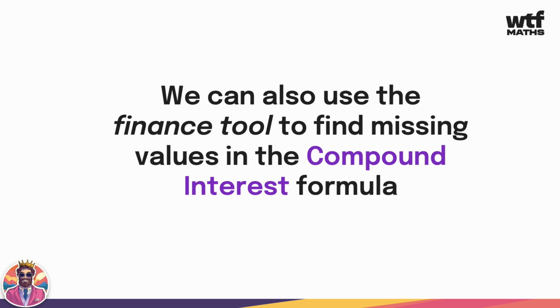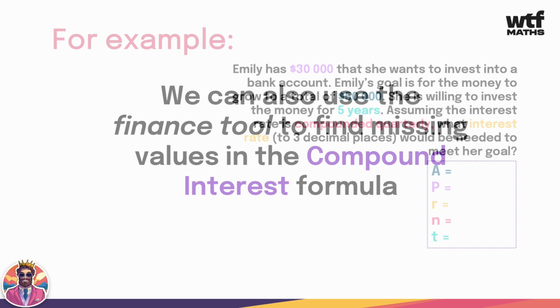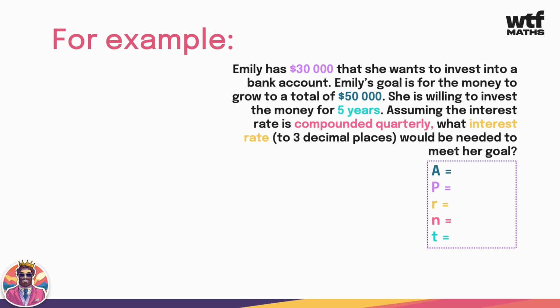We can also use the finance tool to find missing values in the compound interest formula. For example, Emily has $30,000 that she wants to invest into a bank account. Emily's goal is for the money to grow to a total of $50,000. She is willing to invest the money for 5 years. So assuming the interest rate is compounded quarterly, what interest rate to 3 decimal places would be needed to meet her goal? So let's work out the numbers we know.